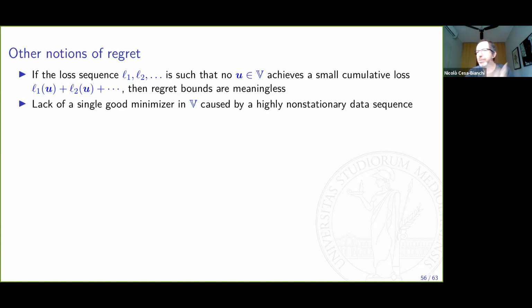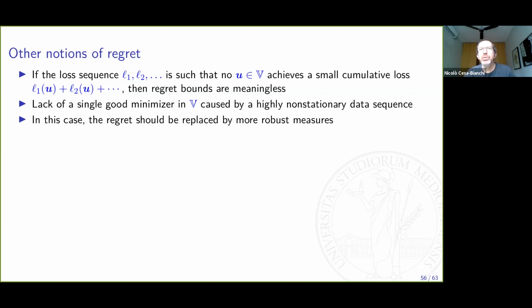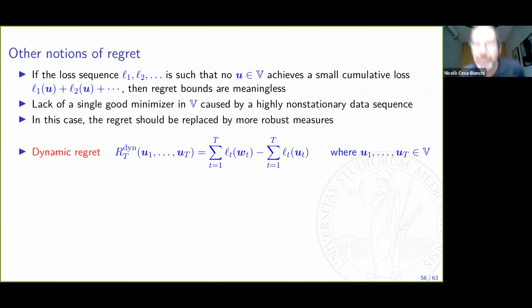So maybe we should rethink the notion of regret, right? You should have a notion of regret which is more robust with respect to the fact that the best model in your class can change because you're tracking a non-stationary stream. And this comes from what is known as dynamic regret. In dynamic regret, you're not competing with a single model, but with a whole sequence of models, one for each time step.